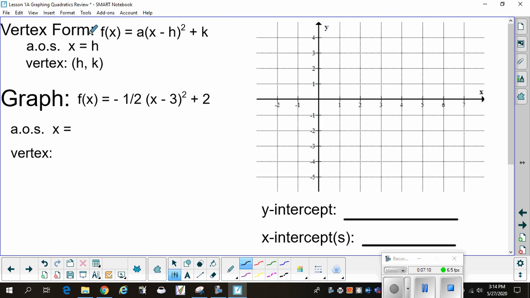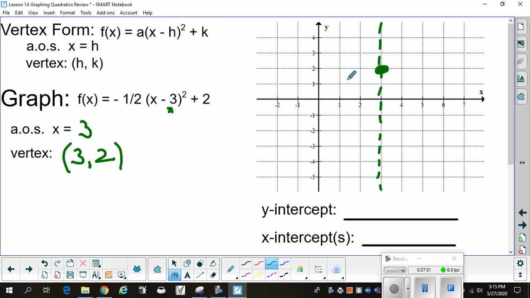Next up, if I have it in vertex form, the vertex form is what's really, really nice to graph from, because my axis of symmetry is just h. H, well, that's this guy right here, which is 3. So at 3, I can draw my line. My vertex is going to be at (h, k), or at 3, 2. So I go to 3, I go up to 2, and I can put my point.